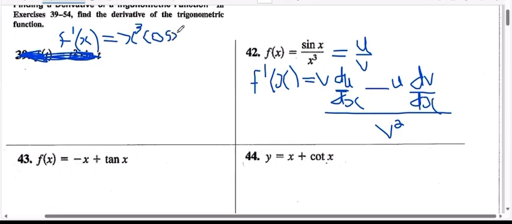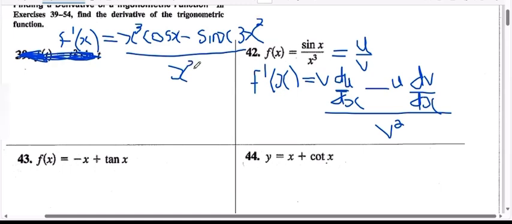Minus. So what is u? u is going to be sin s. Then differentiating v, s raised to the power 3, that will be 3s squared. Now everything divided by v squared, which means I'm going to have s raised to the power 3 squared. So all you need to do is just to simplify.